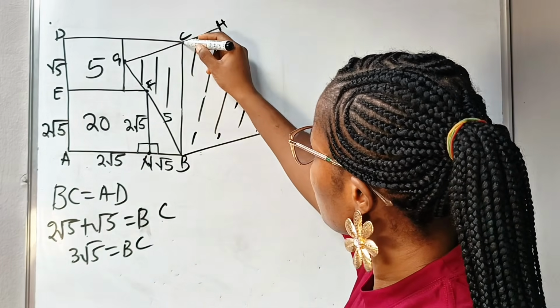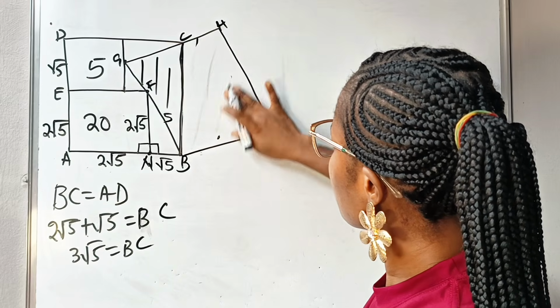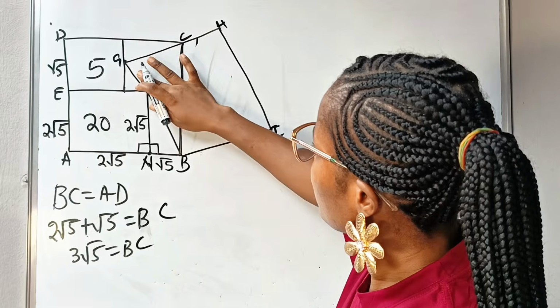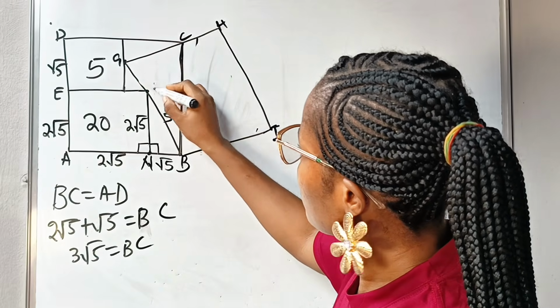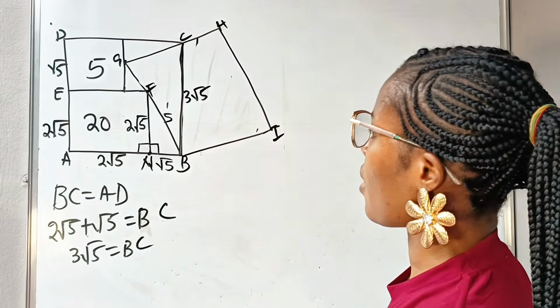So permit me to write this side. I need to clean this. We already know what we are looking for. Okay, so this point is F. So this side is 3 root 5.